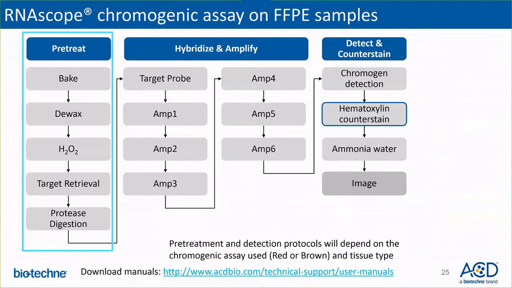And here is an overview of the workflow for singleplex chromogenic assay using FFPE samples. The singleplex assay can take about 8 hours. Please refer to part one of the user manual for sample preparation and pretreatment recommendations. The assay workflow has 4 major steps: pretreatment, hybridization, amplification, and finally, staining and detection.